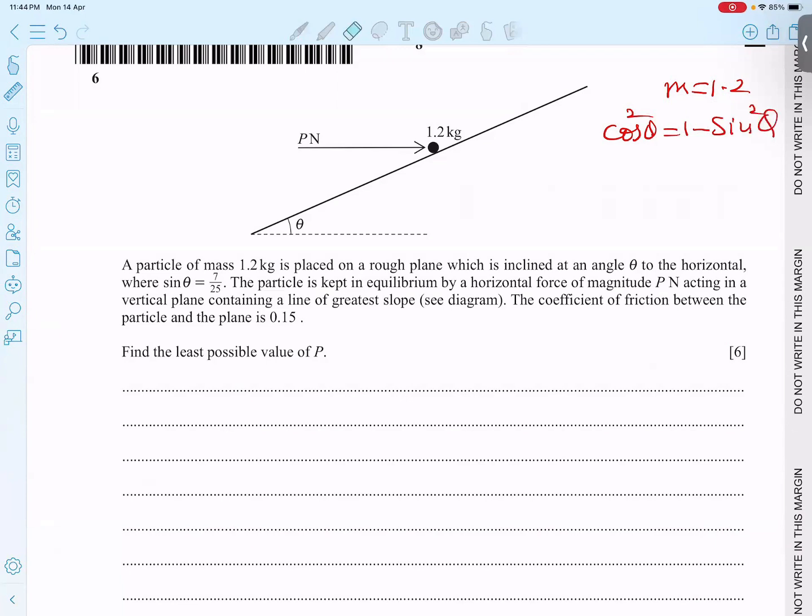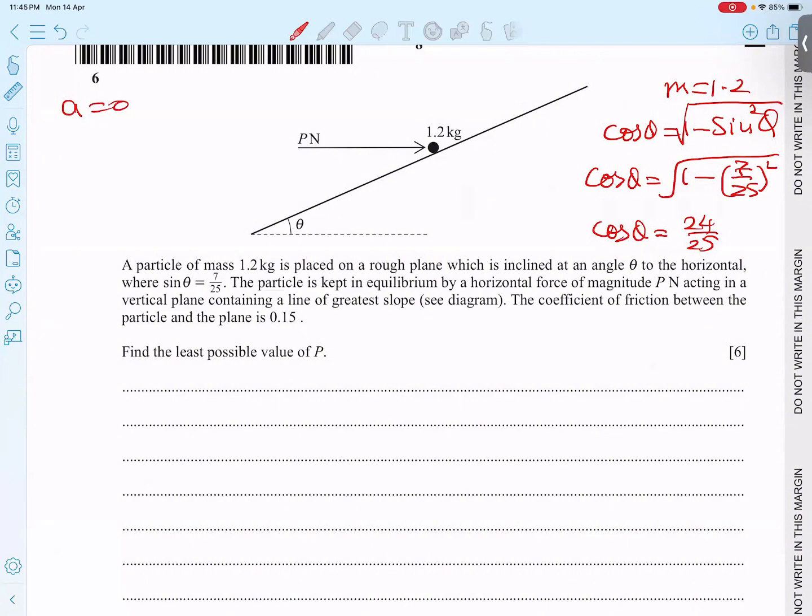If I take the root of both sides, students, the power will be eliminated. So when I plug in the values, the root of 1 minus 7 over 25 squared will give me 24 over 25. So this is done, and now I have the important data. He said kept in equilibrium, so it means acceleration is confirmed 0. And the coefficient of friction is given 0.15, so mu is 0.15.